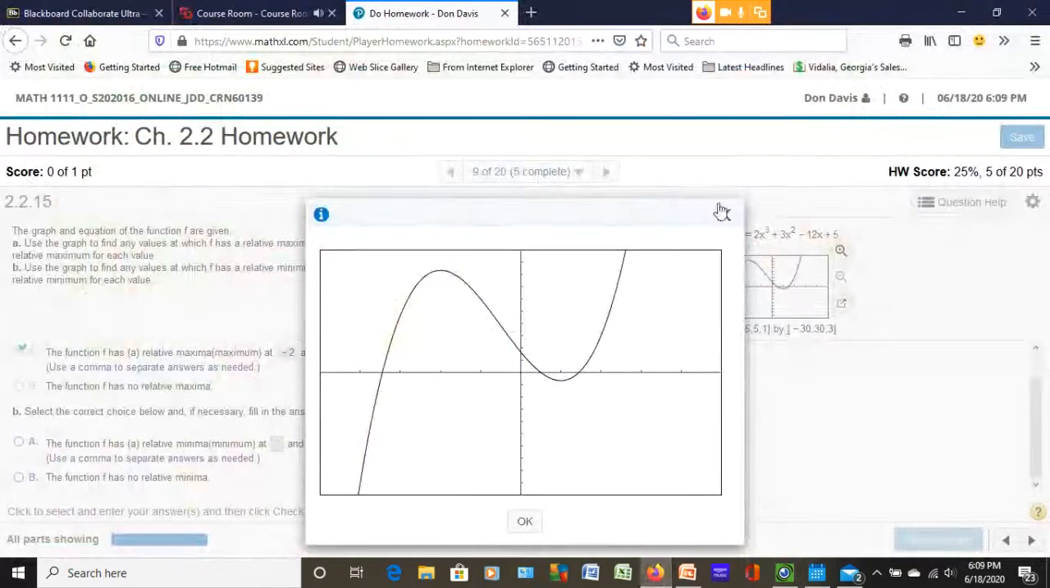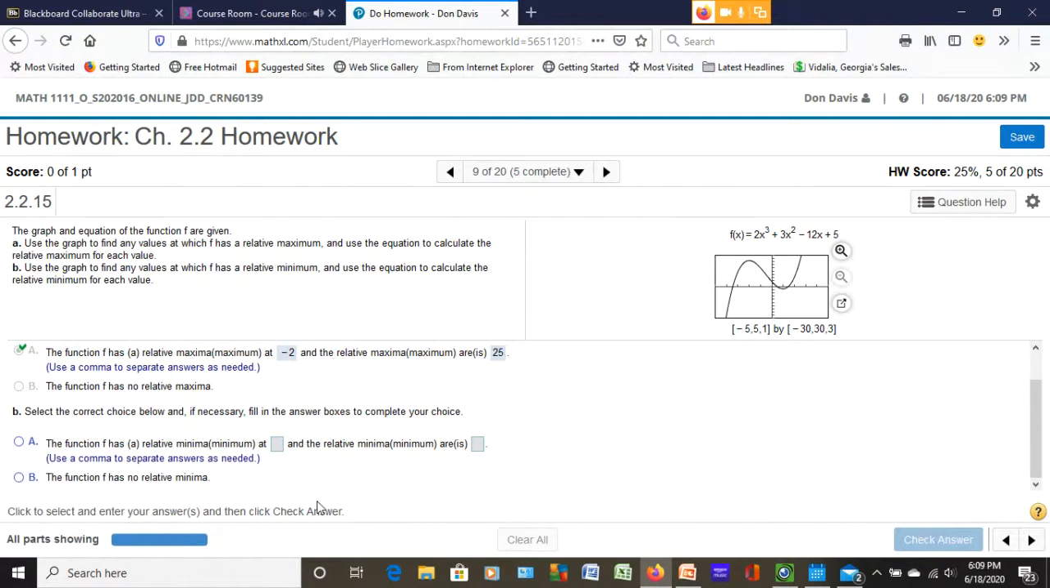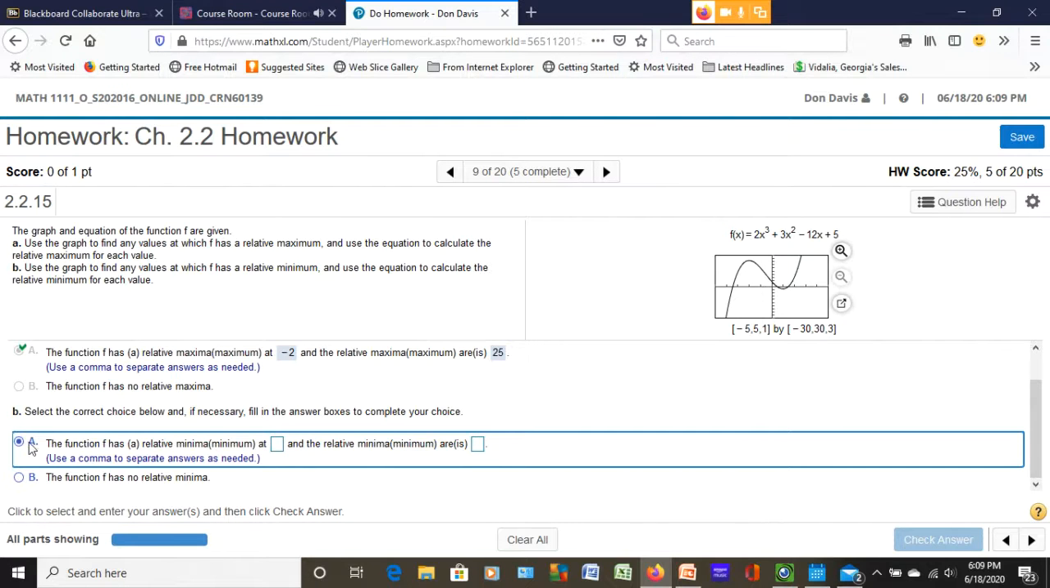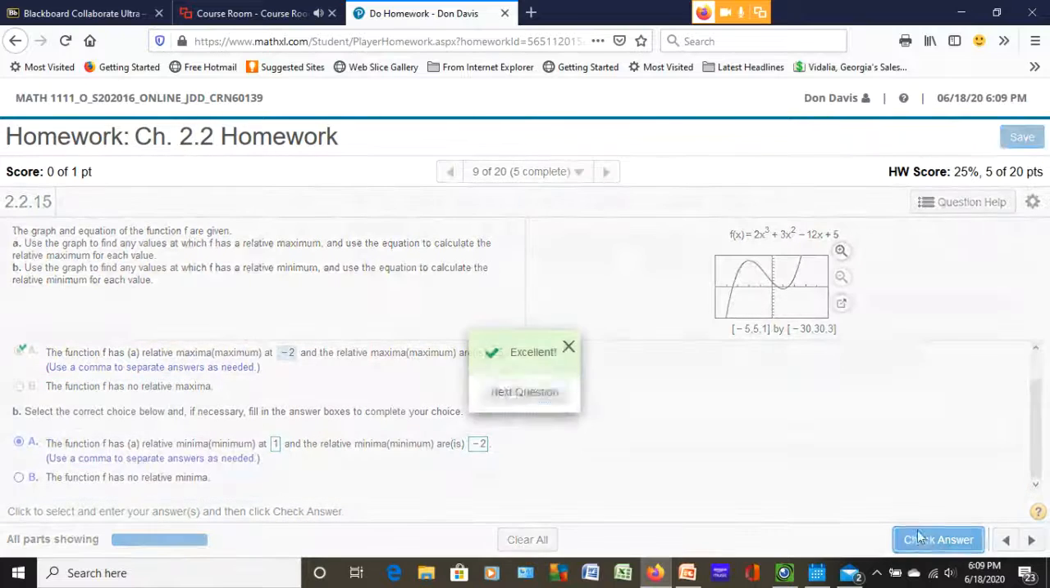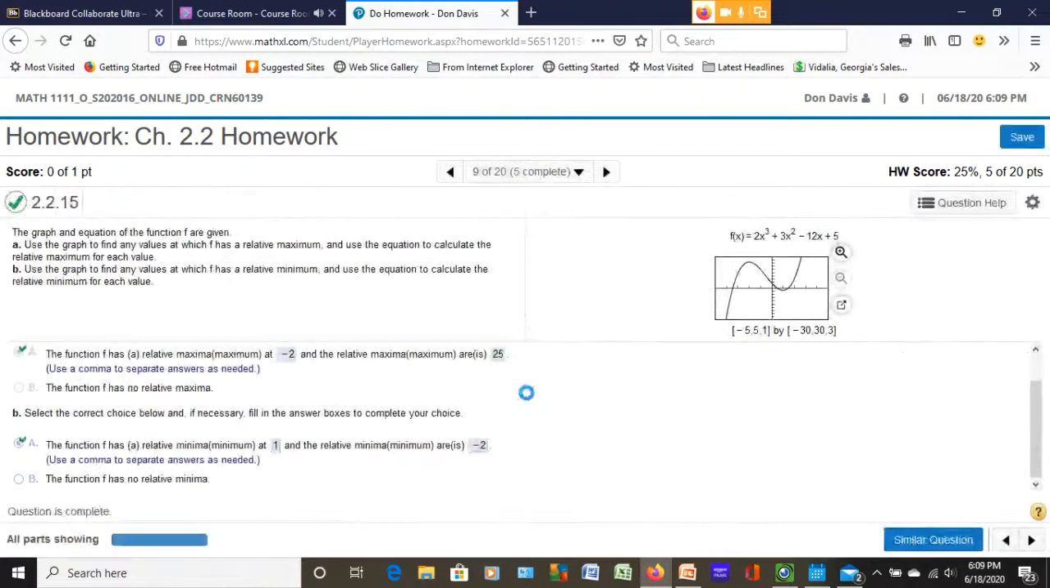You ready? The function has a relative... okay, so that was 1, minus 2. Oh, that's it. Next question. We got that one right.